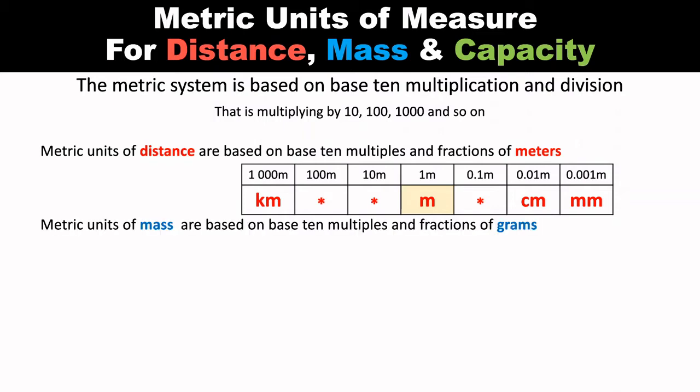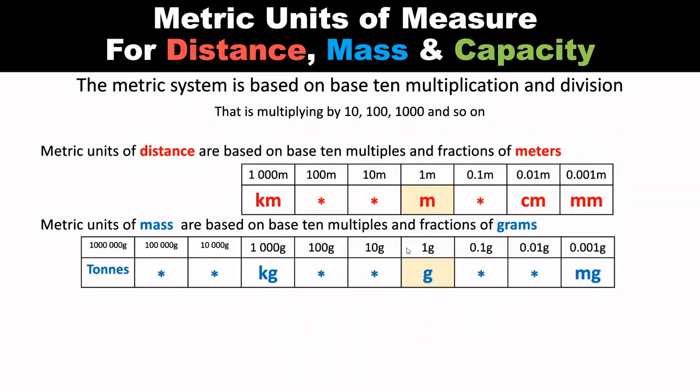Metric units of measure for mass are also based on base 10 multiples and fractions of grams this time. And I could draw you a very similar table for that. Notice that I've lined up my grams underneath my meters because the jumps that I take from grams up to kilograms or tons or down to milligrams are the same base 10 jumps as I did for meters. If I take 1 step to the left, that's times by 10, 10 grams. Again, we could call that a decagram, but we don't really use that unit of measure, so you don't need to remember it. Just put a star to hold the place.